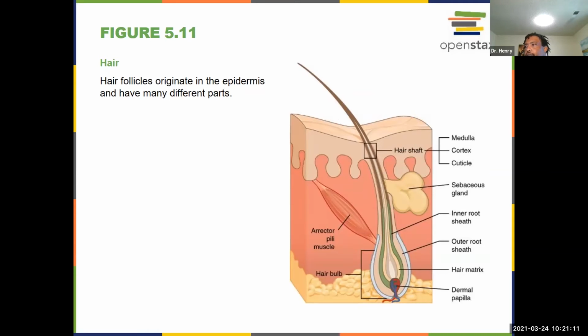Okay, so the hair follicle. This is just basically a hair follicle, and if you look at it, it actually goes through the different layers: the hypodermis, the dermis, and then the epidermis. Here, this is going to be our hair shaft, and then this will be the root.